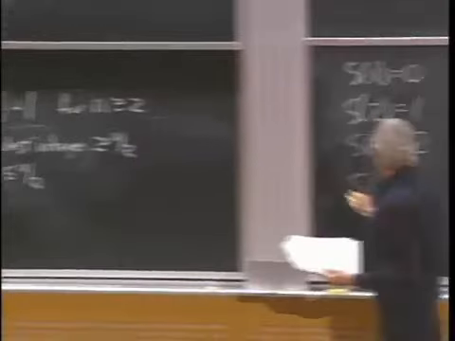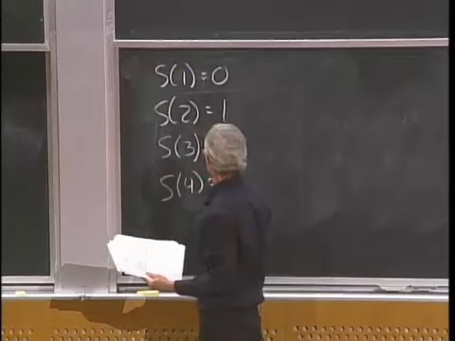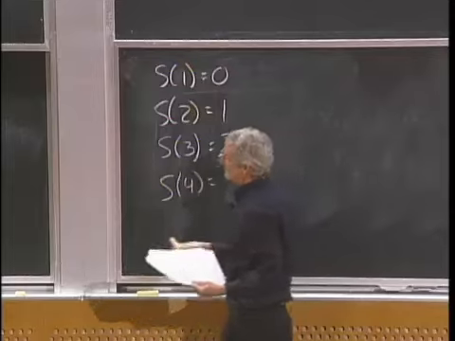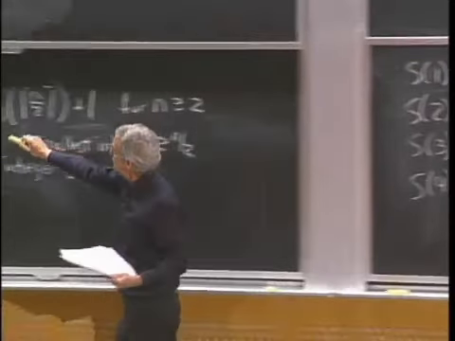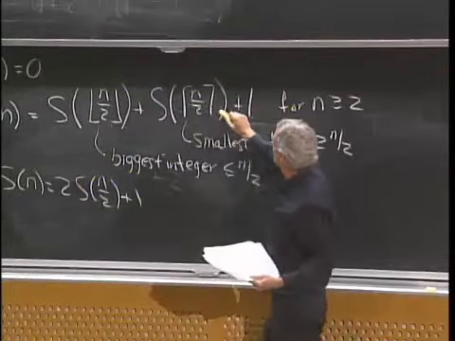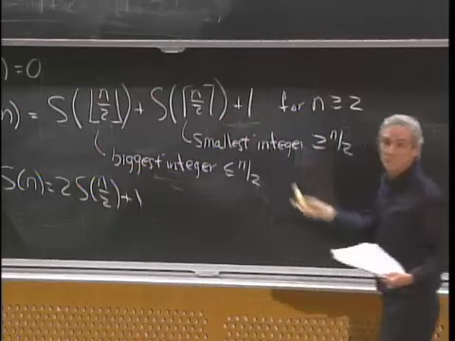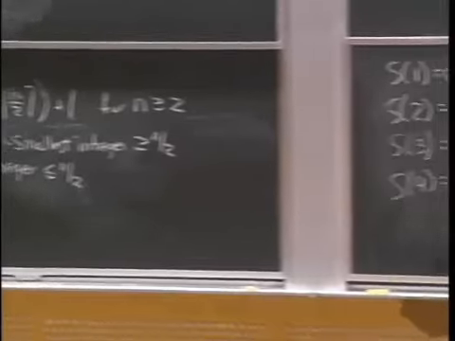All right, S of 4. This one's easy because it's even. I get S of 2, which is 1, plus S of 2, which is 1, plus 1. So what's S of 4? 3.